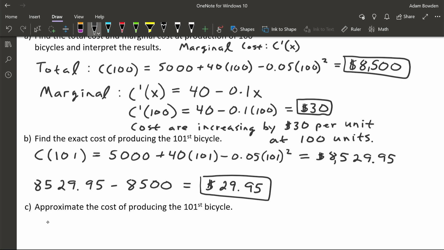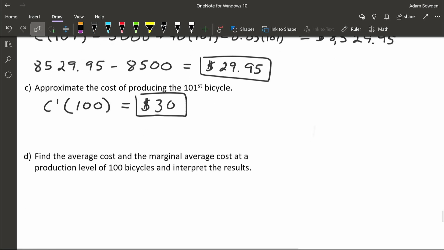Approximately, though, the C' derivative at 100 told us $30. That's the approximation based off of the derivative, which is very close to the $29.95.